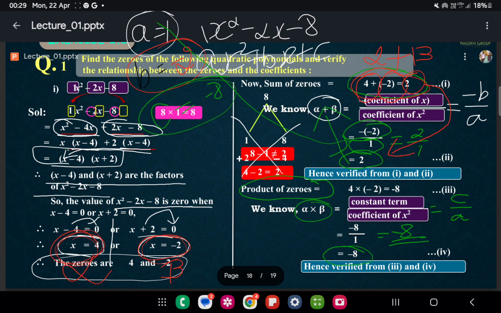Now come to the product of the zeros, alpha into beta. Alpha is 4 multiplied by beta, minus 2, that we will get minus 8. Here also we got minus 8 as the answer. Hence verified from equation 3 and 4. It means that the verification also we have done.